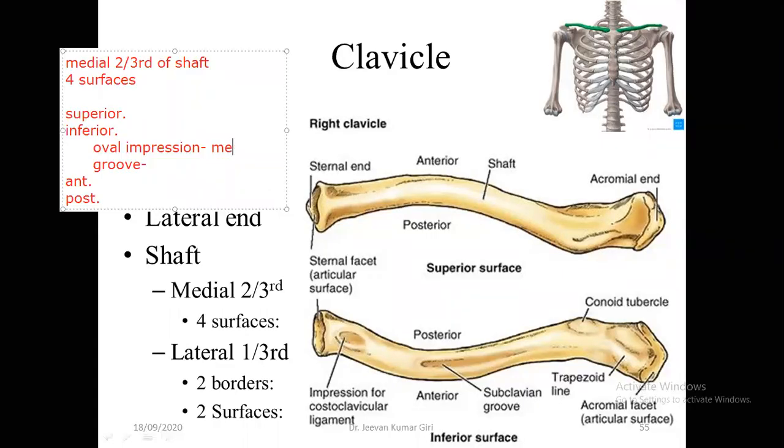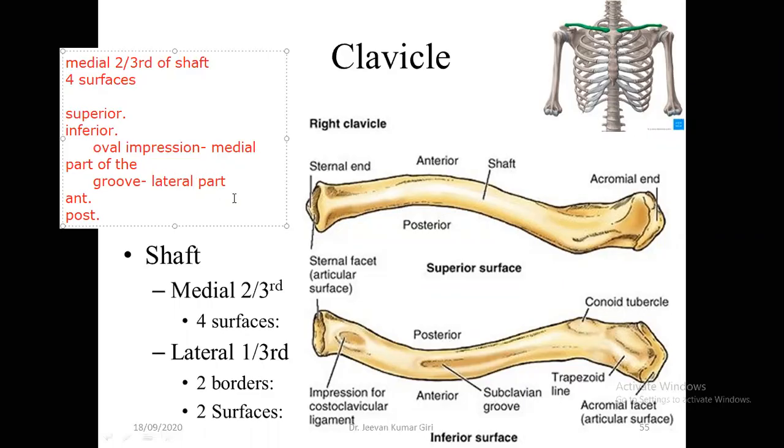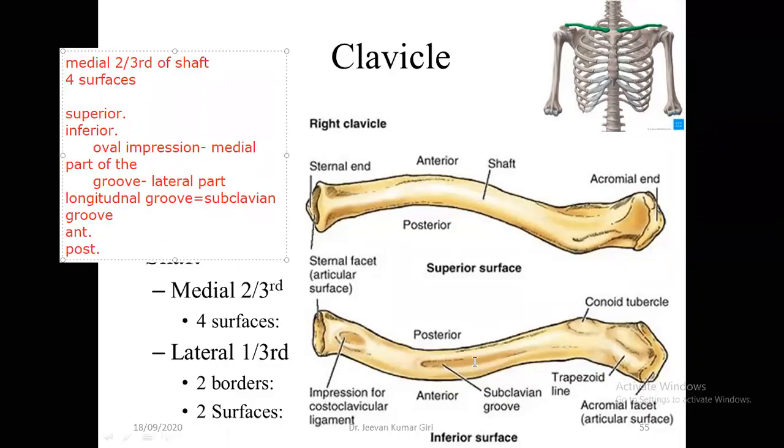On the middle part of the inferior surface, and in the lateral part of the inferior surface, you will find one longitudinal groove. The name of this groove is the subclavian groove. In the subclavian groove there is the insertion of the subclavius muscle. That muscle is inserted in this groove.